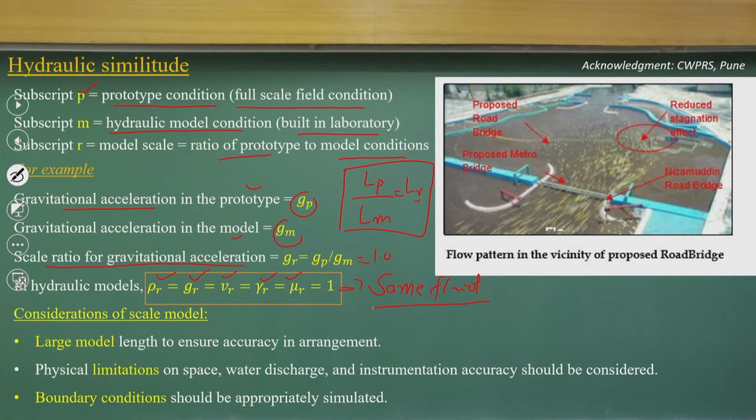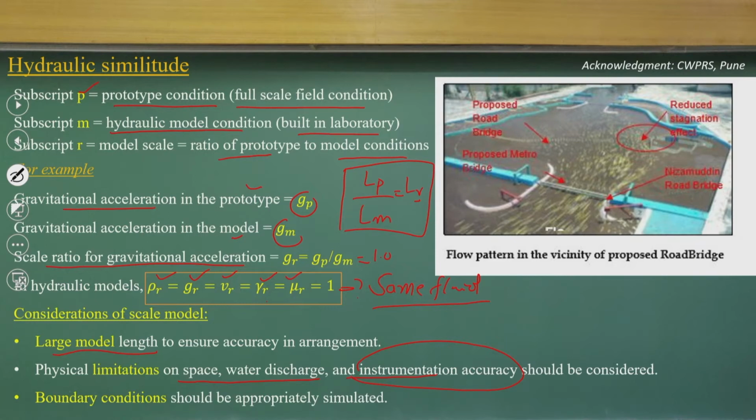Most of the times, as I said, we cannot build a total geometric similarity model, because we have a lot of constraints like the physical limitations in terms of space, water, distance, instruments and accuracy. How accurate are the instruments we have to measure the velocity, the flow depth, the turbulence properties, the sediment? So, accuracy also matters in designing the scale. We cannot go to a very fine scale unless we have highly accurate instrumentation.